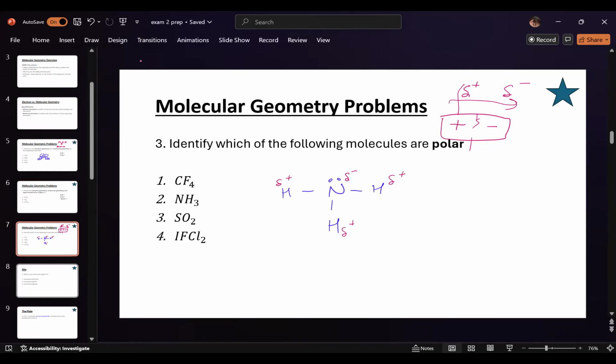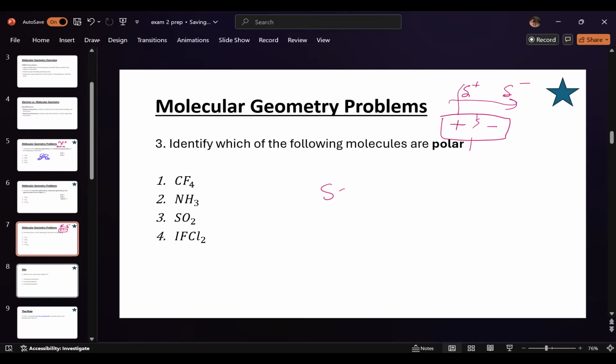Okay, so for NH3, we can say that electronegativity will flow this way, upwards, but it can also flow this way and also this way. So overall, it's going like this. All right, it's going toward this lone pair. So yes, this specific example, NH3 is polar.